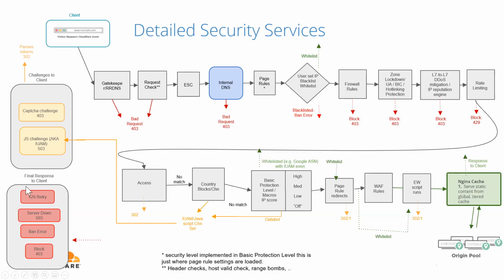So the final response to the client, what your client can expect: 429 is usually due to rate limiting, asking you to retry after a few seconds, minutes, or hours. 503, it will just say rejected or server down. If it is blocked by Cloudflare or it is being banned, there is a ban error. 403, forbidden. So it is being blocked.